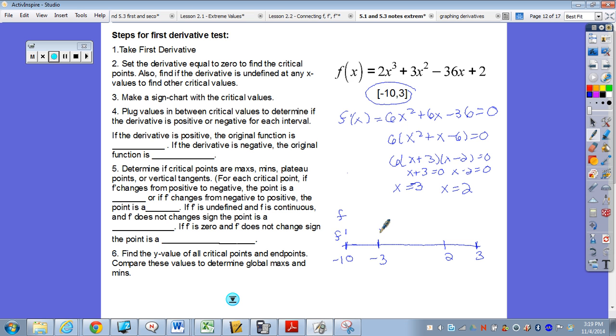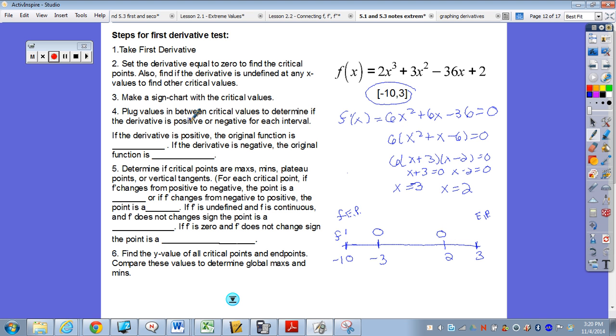At the critical points, the derivative is 0. So I'm going to put 0, and I'm going to put endpoint for f of both at negative 10 and 3. So 0 and 0. So I need to figure out if these points are max and mins. Okay, so the first derivative test we use to find max or mins. So we need to figure out if the derivative is positive or negative on both sides of negative 3 and on both sides of 2 to see what's happening with the function.